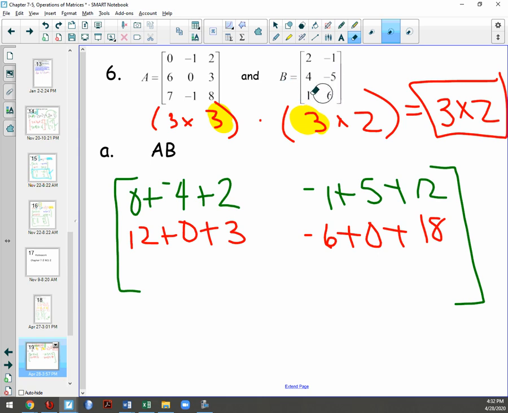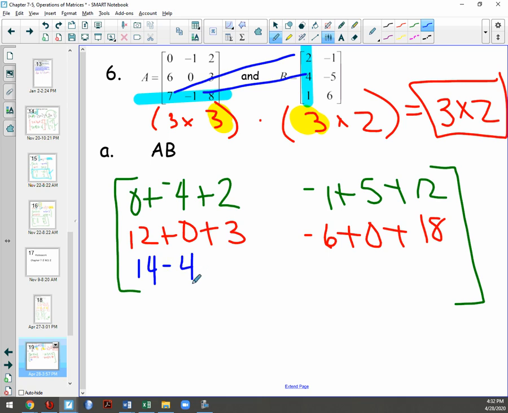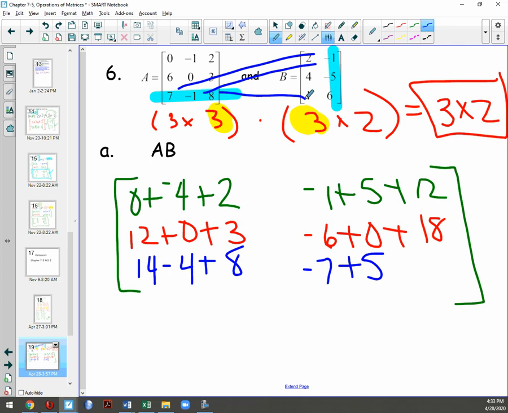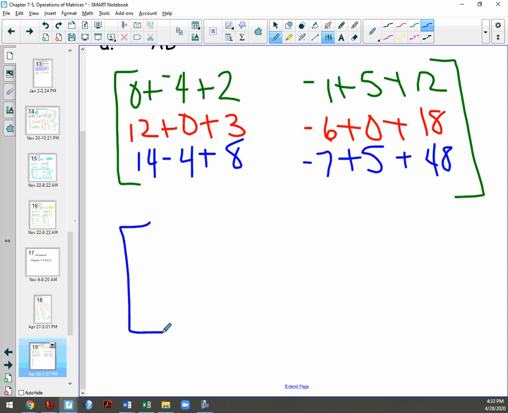Okay, so now I've done row 2 completely. So now I need to do row 3. So if I'm doing row 3 now, row 3 with column 1, that's going to give me 7 times 2, which is 14. -1 times 4, which is -4. 8 times 1, which is 8. Do the last one. Row 3 with column 2. That's going to give me 7 times -1, which is -7. -1 times -5, which is going to be 5. 8 times 6, which is going to be 48. Now you're simply going to do the math there. -4 plus 2 is going to be -2.